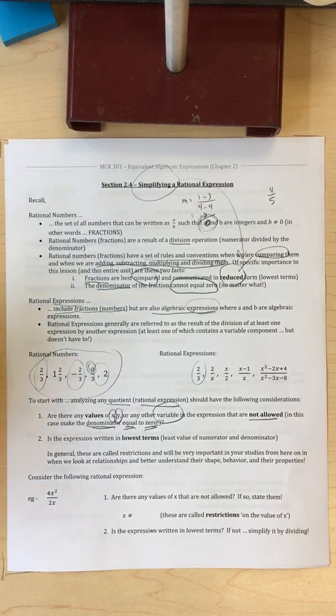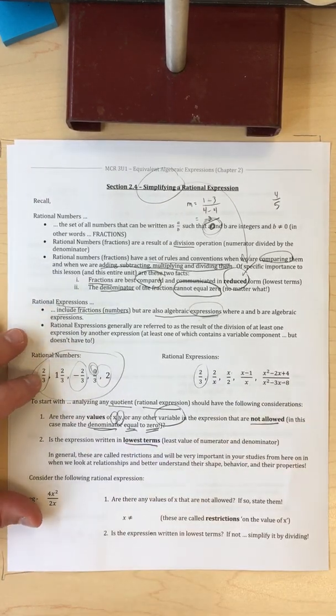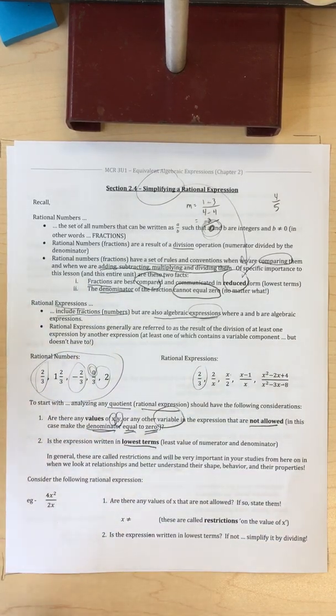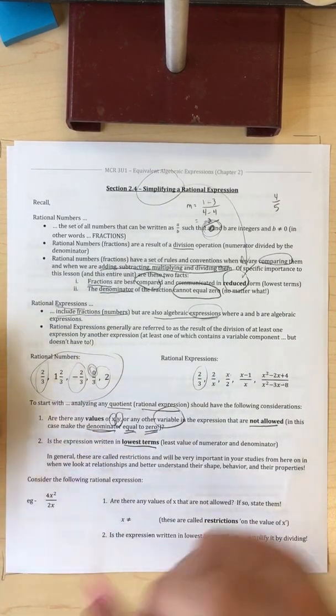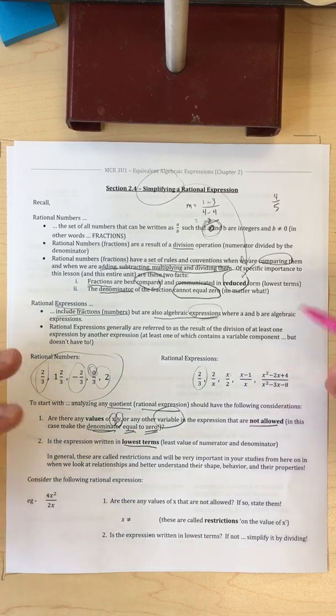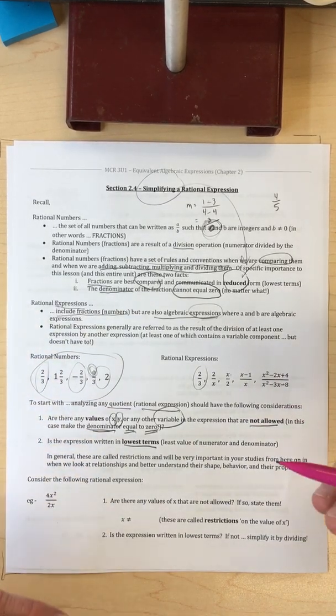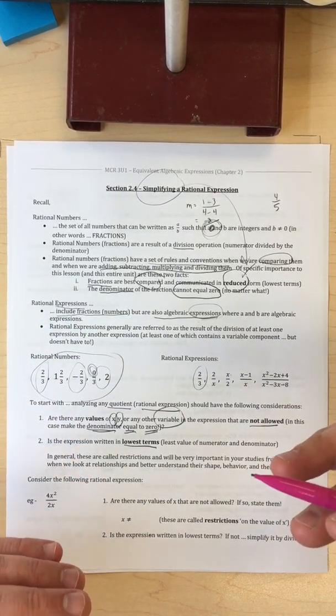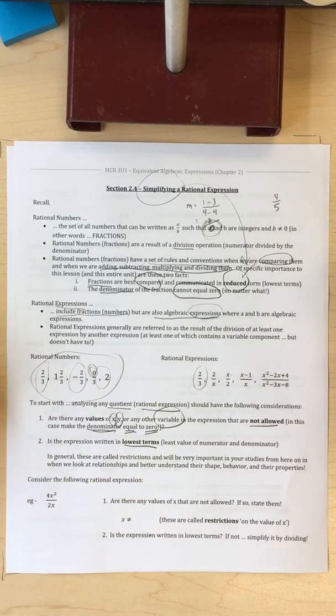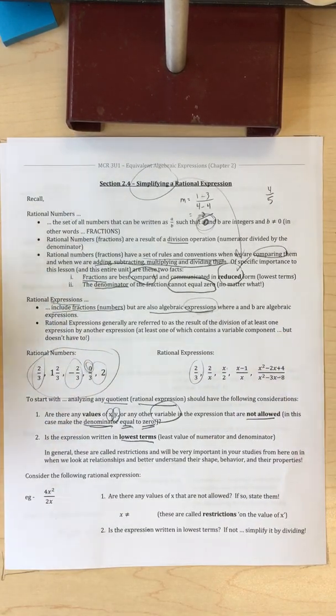Second consideration is the expression in lowest terms so that we can compare things and do any other things that we may want to do. So is it the least value of the numerator and denominator while still maintaining the proportion or division result that exists between the numerator and the denominator? So let's look at the following rational expression and we'll learn from the examples.